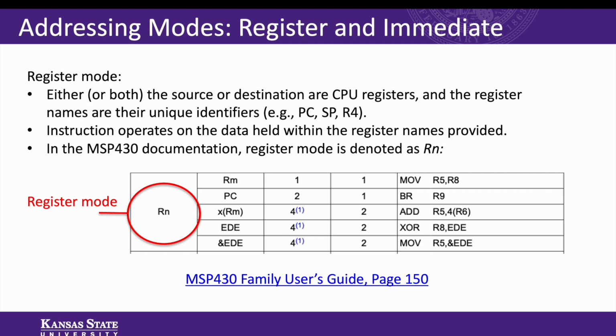And in the MSP430 documentation, again from this very nice, wholesome family user's guide, I've taken a snippet out of here. The register mode is denoted as Rn. So here's one example.